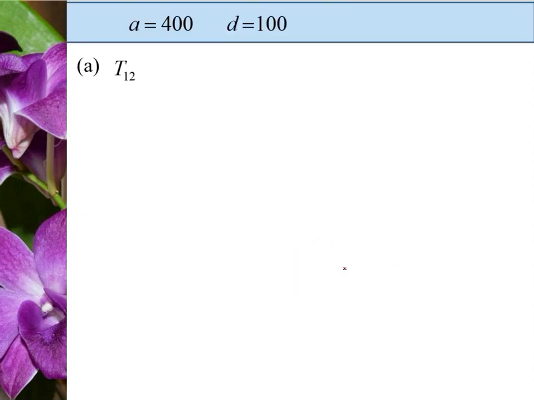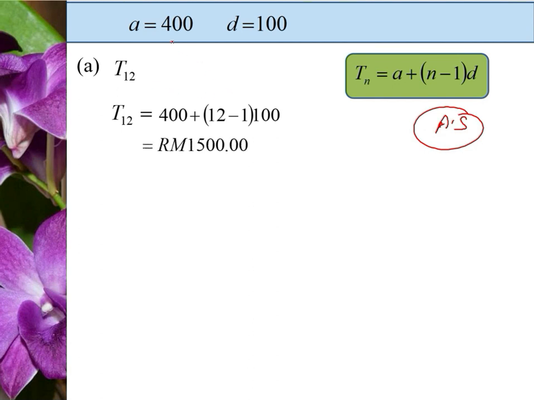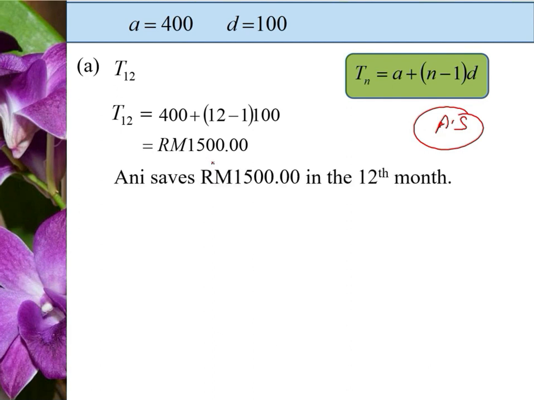To solve this question, we just need the formula of arithmetic sequence since we know this is an arithmetic sequence. Substitute your values into the formula with N to be 12, A 400 and D 100, and you'll get your answer 1,500 ringgit. So she saves 1,500 ringgit in the 12th month.